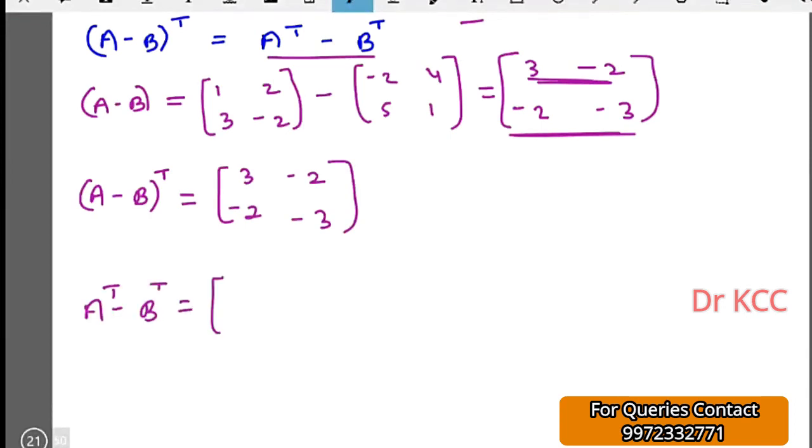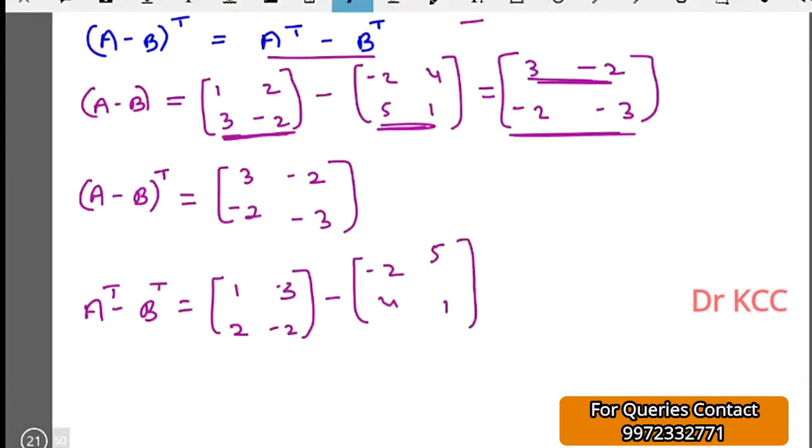Now what is A transpose? This is A, if we apply transpose to it we get 1 3 2 minus 2, minus B transpose. So this is B, apply transpose to this: minus 2 4 5 1. So subtract. What do we get? 1 minus of minus 2. Observe here, minus of minus 2, minus into minus becomes plus. So 1 plus 2 is 3. Then 3 minus 5, you will get minus 2.